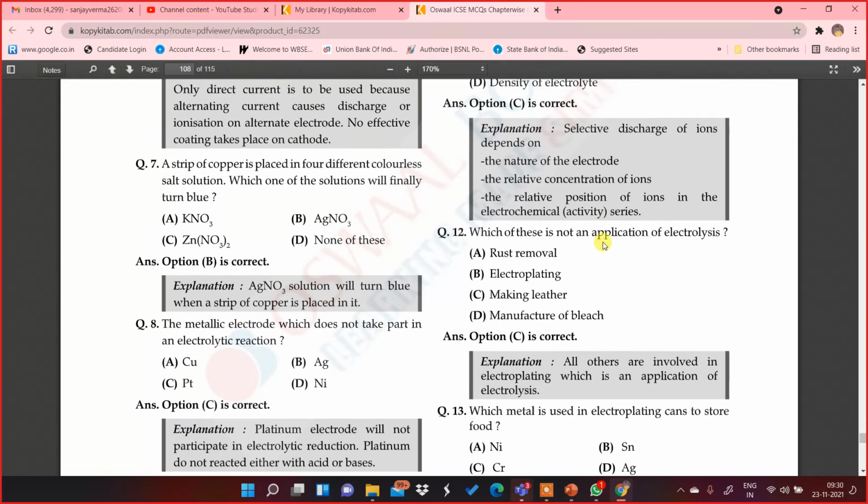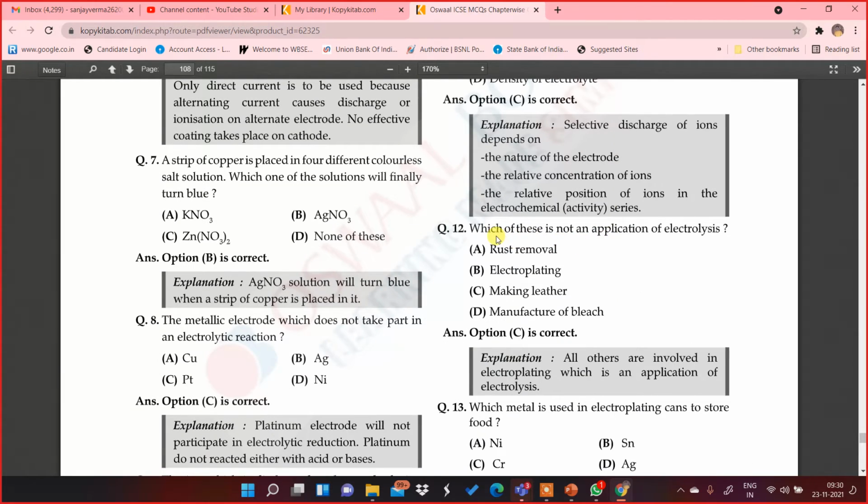Now we move to number 12. Which of these is not an application of electrolysis?